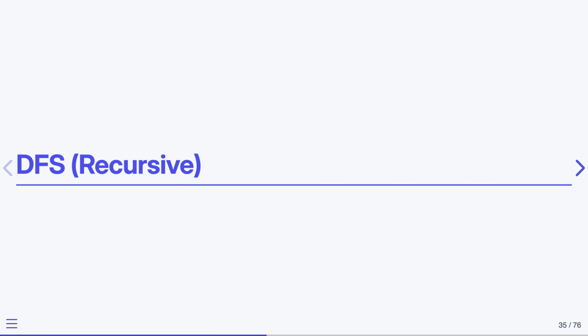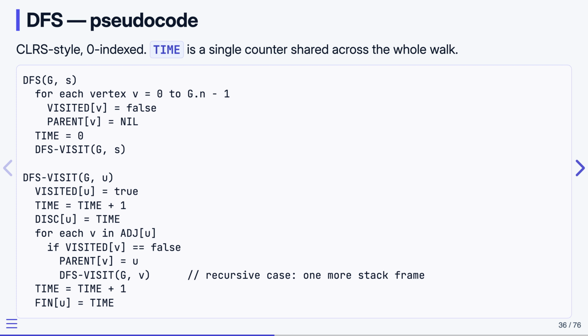Now we turn to depth-first search, the recursive version. Instead of a queue, it uses the call stack. It dives deep along one path before it spreads out. Now the DFS pseudocode, again in the CLRS style and zero-indexed.